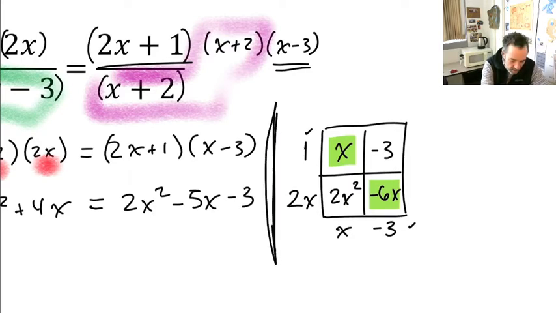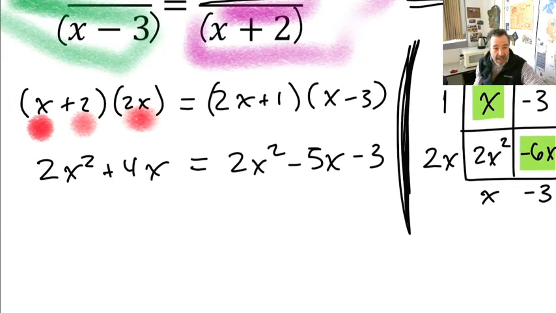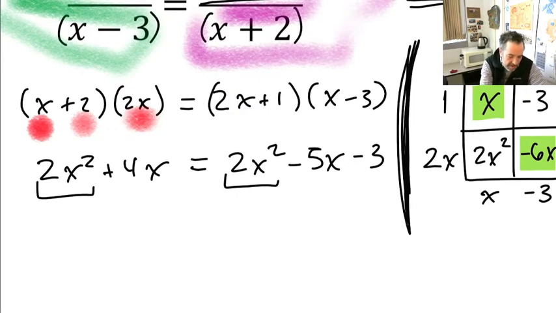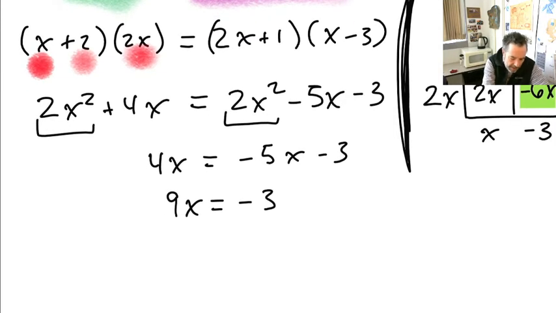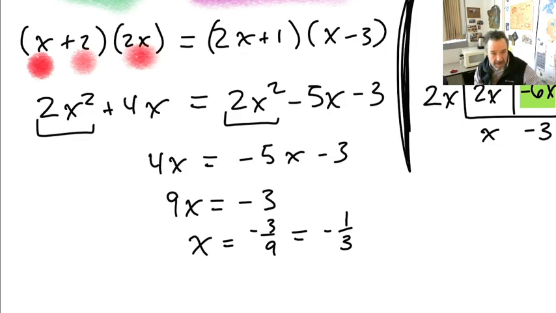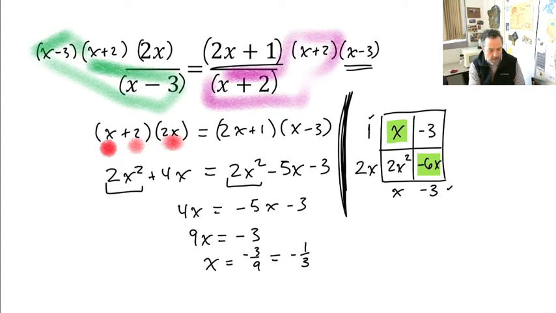Okay, so at this point, here's my equation. And it's a wonderful day because both of these have a 2x squared, which I'm going to subtract from both sides. The equation will become 4x equals negative 5x minus 3. If I add 5x to both sides, I get 9x is negative 3. Divide both sides by 9, I get x is negative 3/9, which reduces to negative 1/3. So x is negative 1/3. Now, checking that would be an important thing, right?